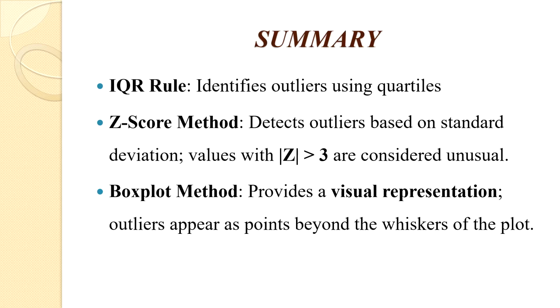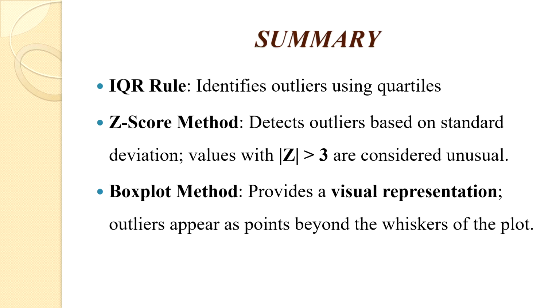Now we will see a summary of these three methods, that is IQR, Z-score, and box plot method, to identify the outlier values. So first we will see the IQR method. It will identify outliers using the quartile values, that is Q1, Q2, Q3. The formula is IQR is equal to Q3 minus Q1. If the IQR value is 15, it means the values coming beyond the 15 values will be considered as the outlier values.